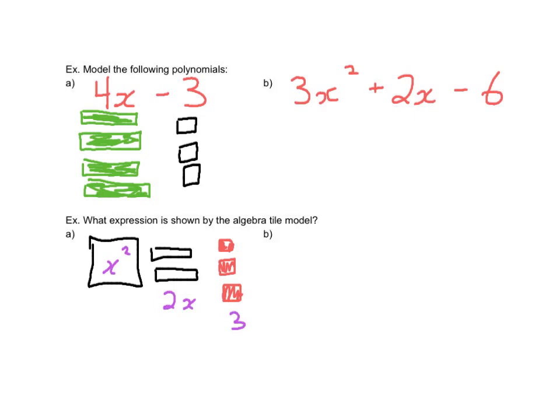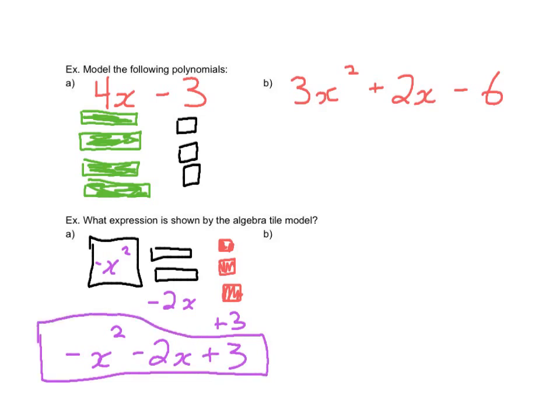Now it's important to note which ones are shaded, which ones are not. The x squared is not shaded, which means it's a negative. The x blocks are also not shaded, which means they're negative. The 3 1 tiles are shaded, which means those are positive. So I put this together in an expression: negative x squared minus 2x plus 3 would be my expression that is shown by that algebra tile model.